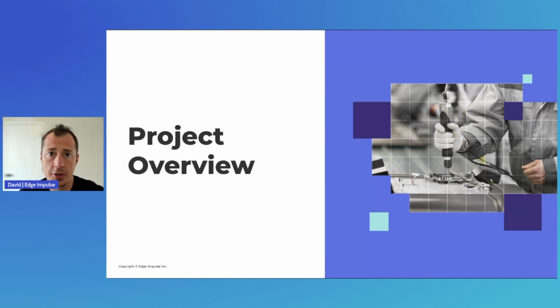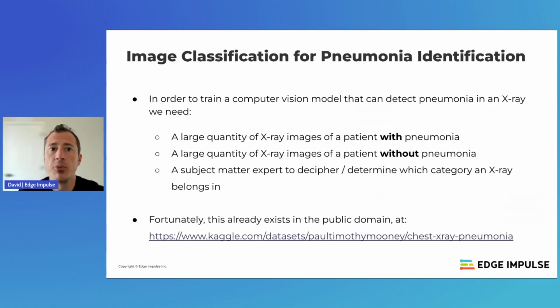Now that we better understand the Edge Impulse platform and what hardware we're using, let's return to our project and identify what we need in order to build this. If we want to be able to predict if an X-ray contains something that indicates a patient has pneumonia, then we need lots of images of patients that do not have pneumonia, which we'll call normal, and lots of images of patients that do have pneumonia, which is what we'll label those as.